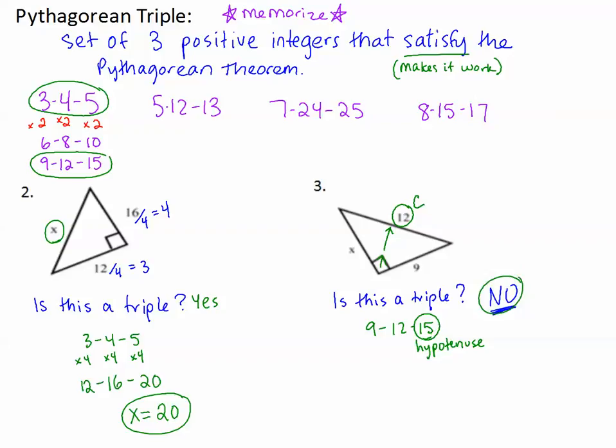So we must use the Pythagorean theorem here. So let's go ahead and do that. C squared equals A squared plus B squared. C was our 12. 12 squared equals A and B are the legs. X squared plus 9 squared. 144 equals x squared plus 81. Subtract 81 from both sides. We'll move it up there. X squared equals 63. Take the square root.